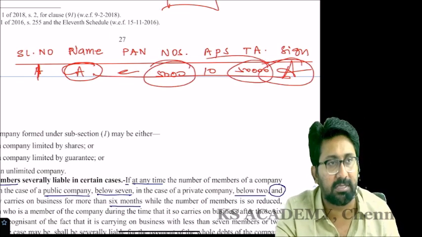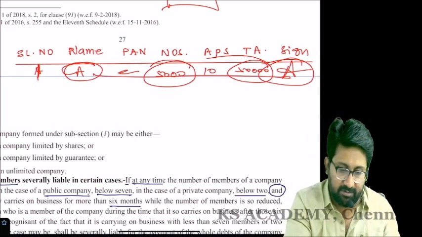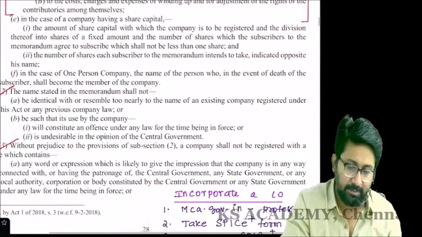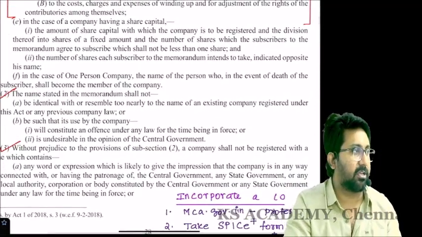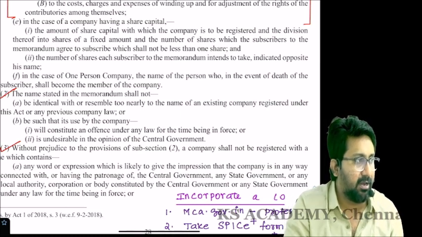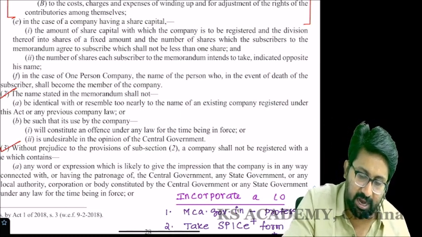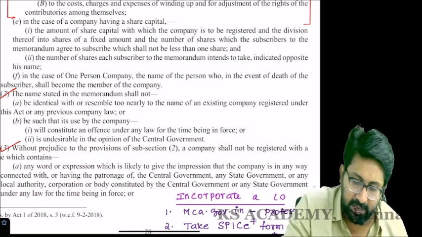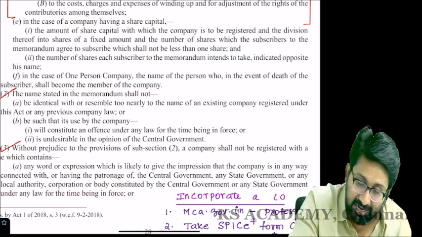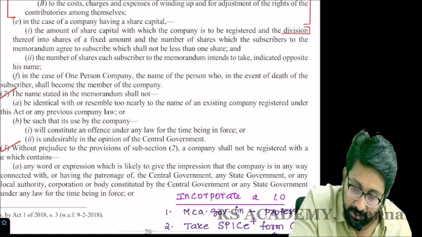This is called which clause? And that's all. Whatever I am writing in this box will be interpreted in text format here. Everyone start reading. In case of a company having a share capital, the amount of share capital with which the company is to be registered, and the division, underline the word division. Division.